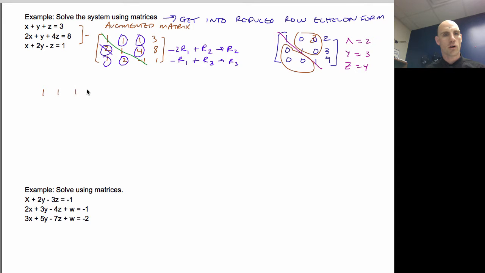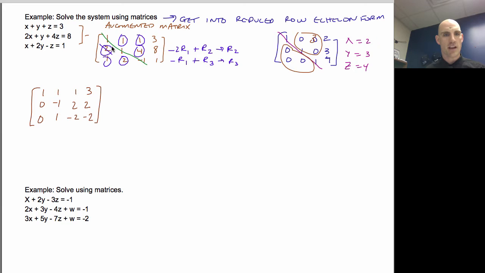1, 1, 1, 3. Negative 2 times row 1: negative 2 plus 2 would be 0. Negative 2 plus 1 would be negative 1. Negative 2 plus 4 would be 2. And negative 6 plus 8 would be 2. I'm also going to take negative times row 1, so negative 1 plus 1 would be 0. Negative 1 plus 2 would be 1. Negative 1 plus negative 1 would be negative 2. And negative 3 plus 1 would be negative 2. Check out what I got here.